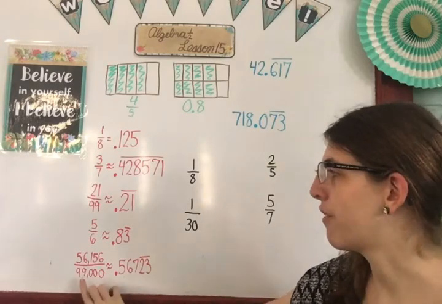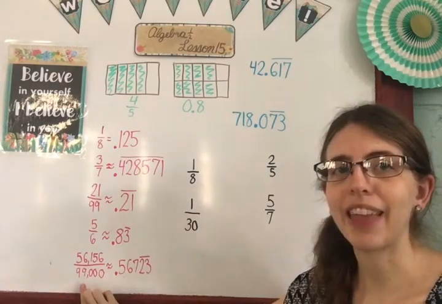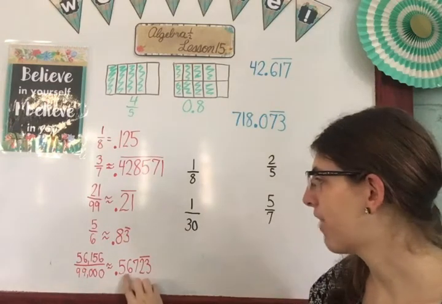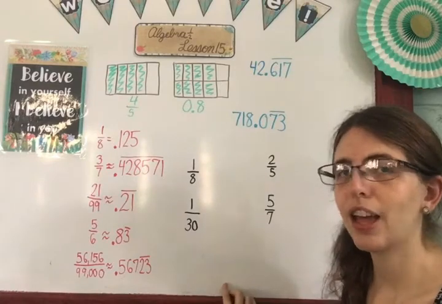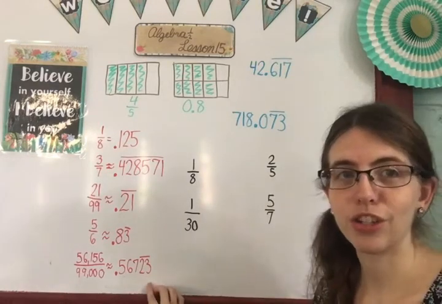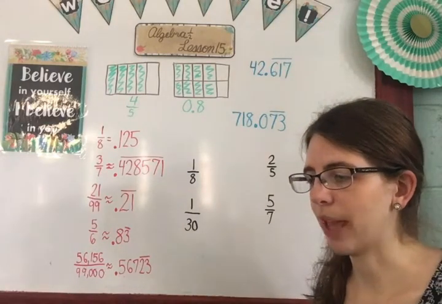It's similar in this one, 56,156 over 99,000. I get 0.56723232323. So I only draw my line over the 2, 3. All right, let's practice a little bit.